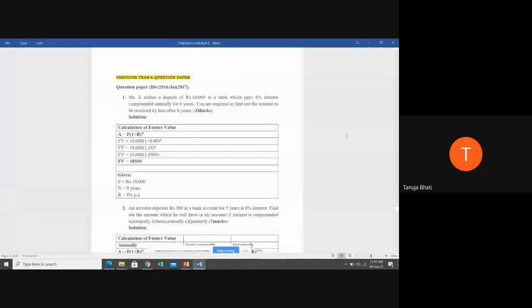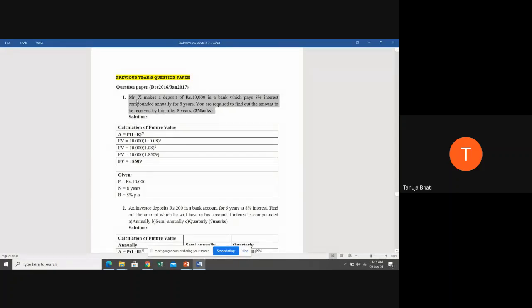So students, let us start solving. This particular paper is from this particular question paper. I've selected questions relevant only to this chapter, and we will be doing it for the subsequent modules also. As and when I complete a module, I will solve the previous year's questions relating to that module. So this is the question paper of December 2016 and January 2017. Let us understand.